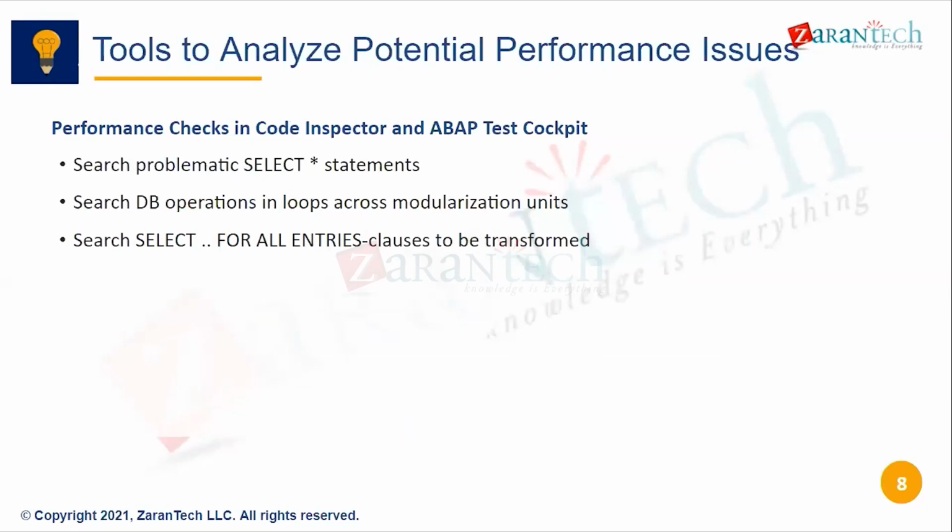Once we do the performance checks inside the Code Inspector and ABAP Test Cockpit, that means we have spotted the problematic SELECT * statements. We have also identified the loops across different modules or subroutines, and we also searched for all the INTO clauses to be transformed. These things we need to do just to improve the performance of the identified custom code. So these are all the different things we'll be doing.